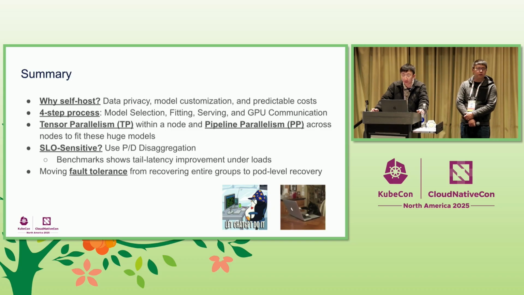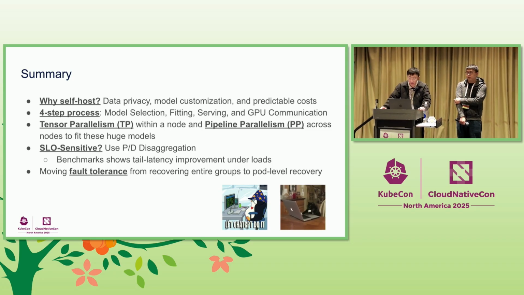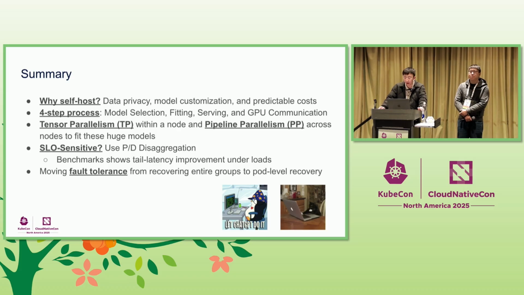Our benchmark proves that this PD disaggregation strategy, when deployed on Kubernetes with independent scaling, dramatically improves the tail latency under load. And finally, we saw that for these large multi-node systems, fault tolerance is a must. By leveraging Kubernetes, we're moving from recovering entire worker groups to a much smarter pod-level recovery. In the future, attention-FFN disaggregation will push our network even further, all in the pursuit of balancing cost and performance. And that's the end of our presentation. Thank you so much.